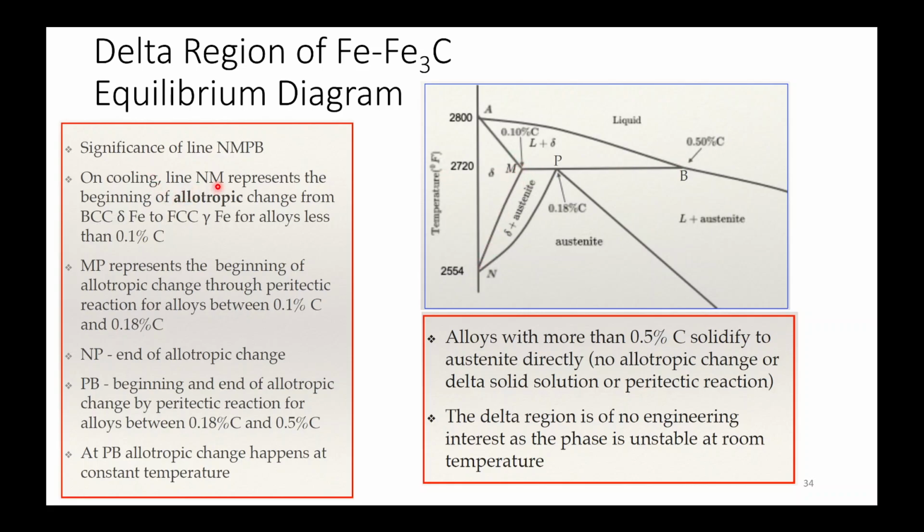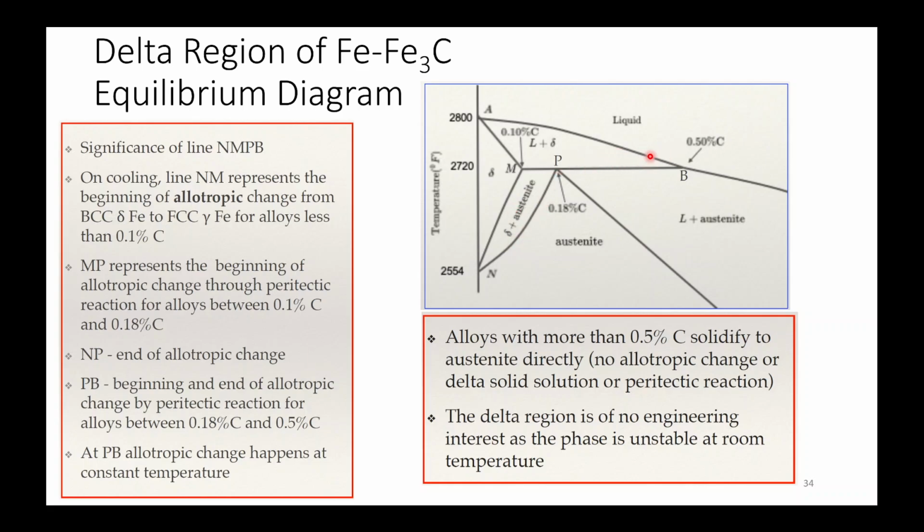Now on cooling, the line NM represents the beginning of allotropic change from BCC delta iron to FCC gamma iron for alloys with less than 0.1% of carbon, and MP is the beginning of allotropic change through peritectic reaction for alloys between 0.1 to 0.18% of carbon. NP will be the end of allotropic change. So up to here your complete change will take place.